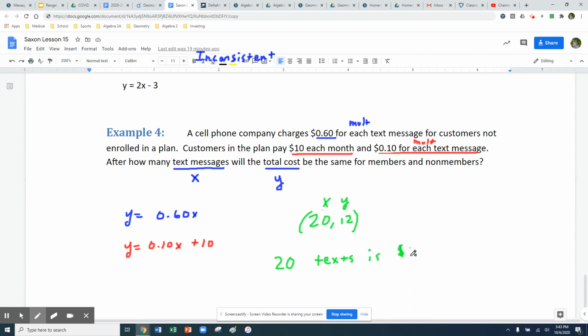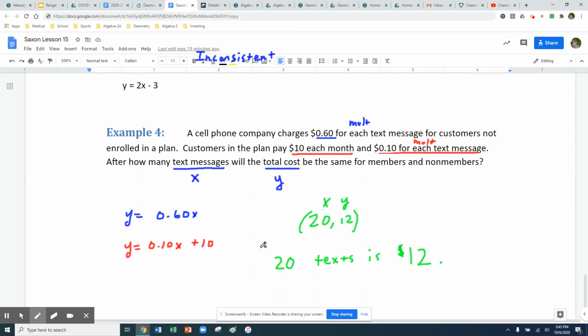So there are decisions that come up like this depending on the cost of some type of service. If you're using less than 20 texts, it would be cheaper to use the 60 cents, the blue method. If you're going to send over 20 texts, it would end up being cheaper to use the red equation.